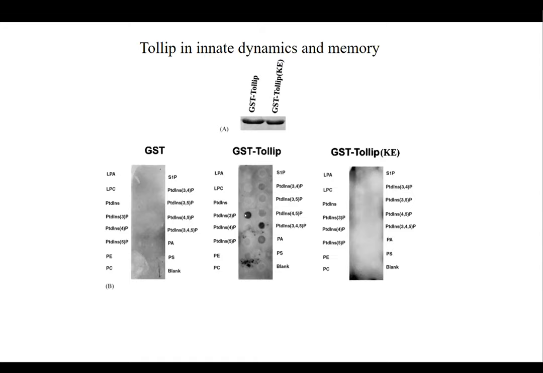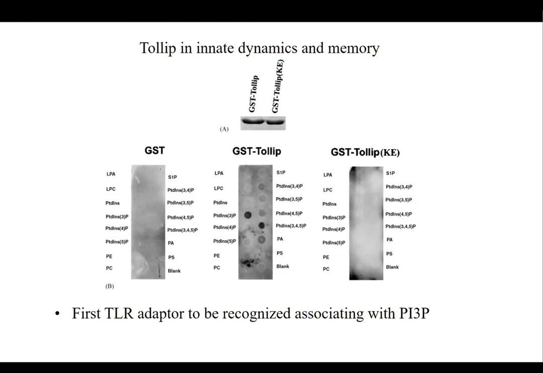And then later on, Donaldson Kagan's group and others and Ruslan Medzhitov's group found that MAL can also bind with phospholipid. MAL is an adaptor for MYD88, so they can bind different types of phospholipid. Later on, we found that TOLLIP not only can bind with phospholipid, but also can bind with cell membrane. In particular, it localizes to lysosome, endosome, and autophagosome.